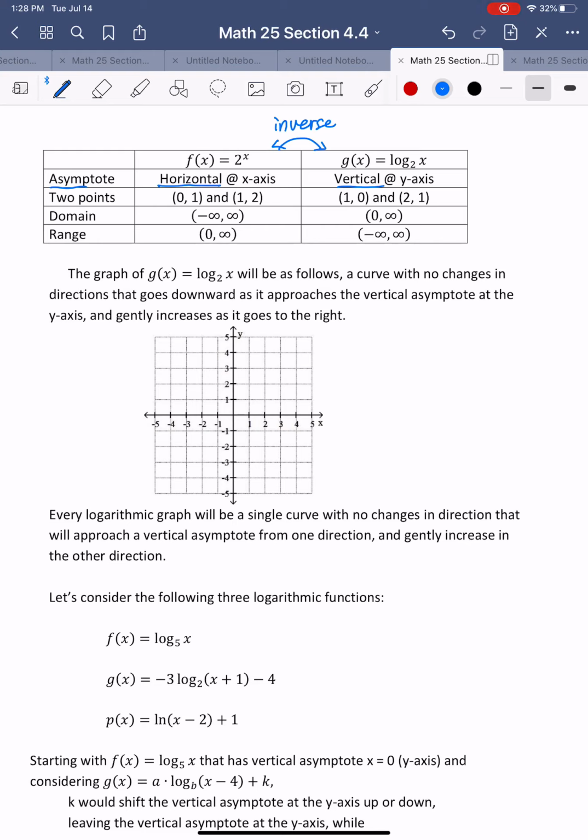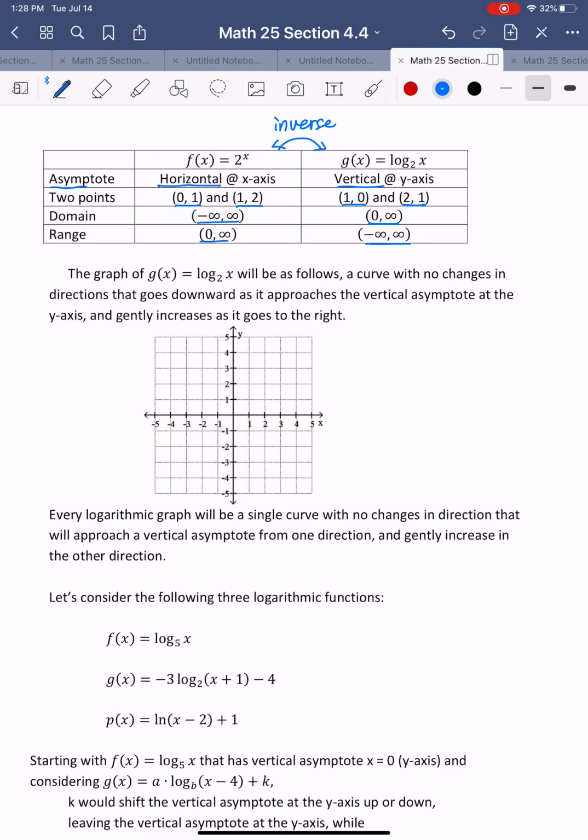And then the 2 points I have for the exponential, (0, 1) becomes (1, 0), and (1, 2) becomes (2, 1). So for an inverse function, the coordinates of the points are always interchanged. And then the domain, negative infinity to infinity, becomes the range for the logarithmic function. And the range, 0 to infinity, becomes the domain for the logarithmic function.